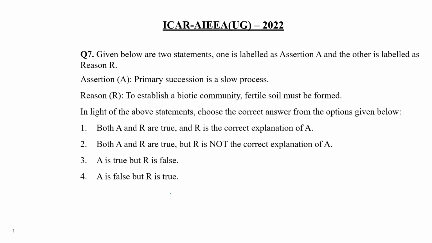Next, given below are 2 statements. One is labeled as assertion A and the other is labeled as reason R. Okay. And in the light of the above statements, we have to choose the correct answer. Assertion: they have given the statement, primary succession is a slow process. Is it? Is primary succession slow or fast? Tell me the answer.